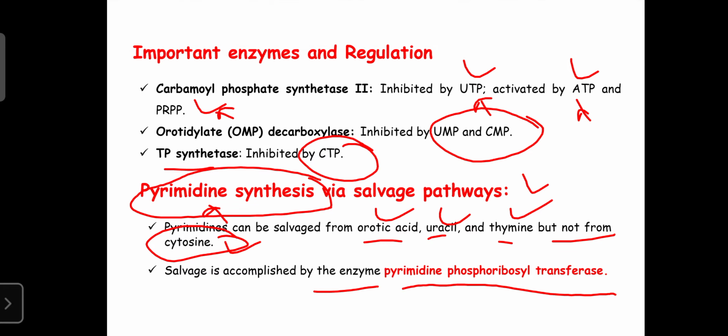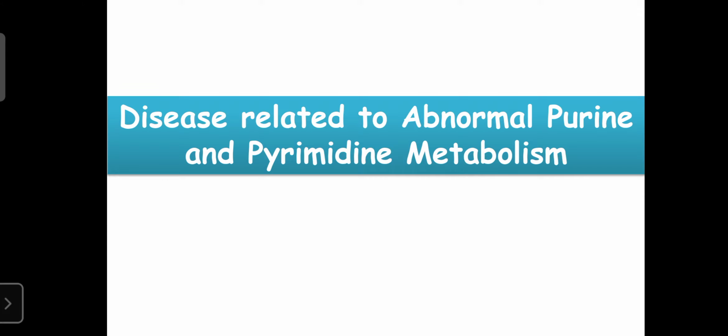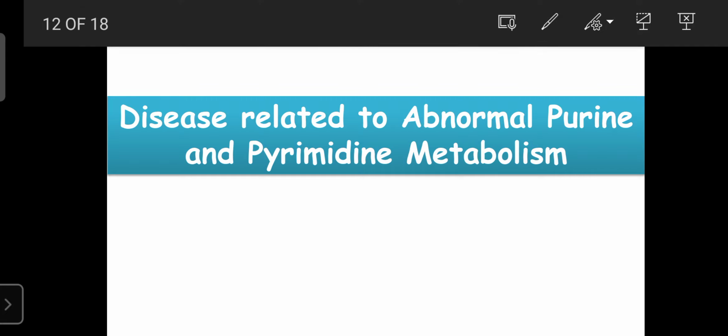Okay, so next we can learn regarding the diseases related to abnormal purine and pyrimidine metabolism. Between purine and pyrimidine metabolism, diseases are more commonly and seriously caused by abnormal purine metabolism, and not so much related to pyrimidine metabolism.